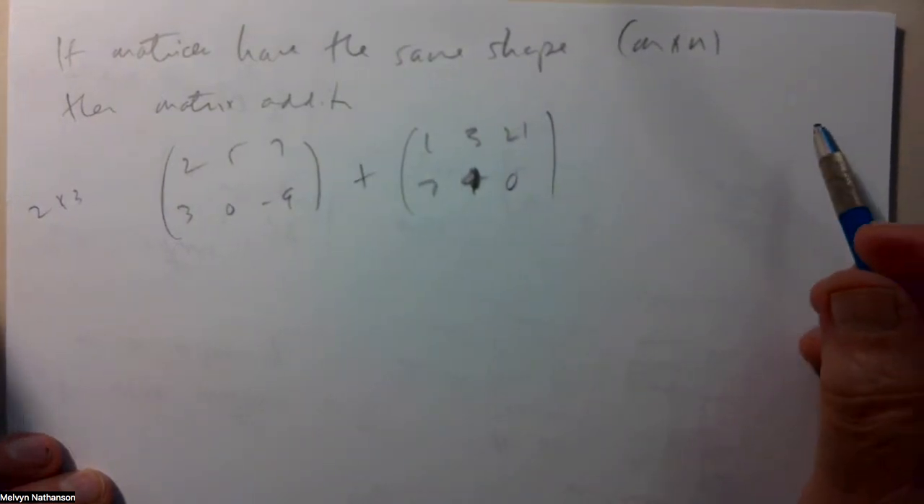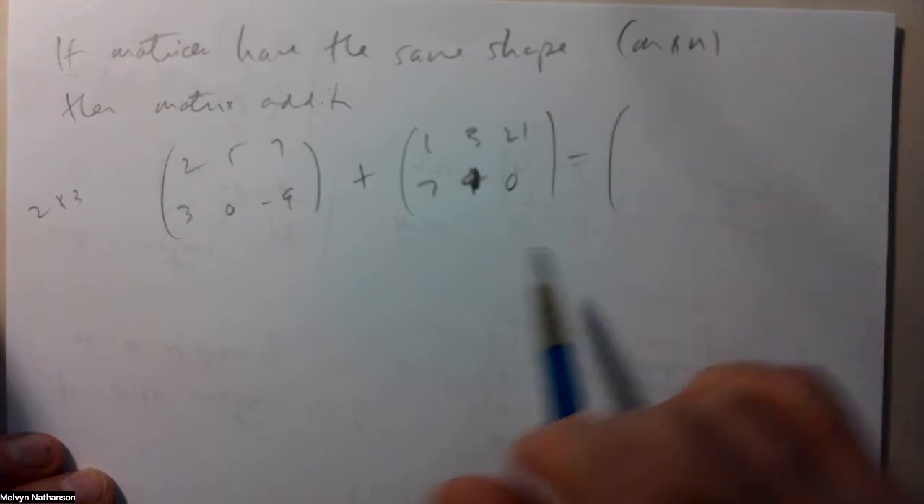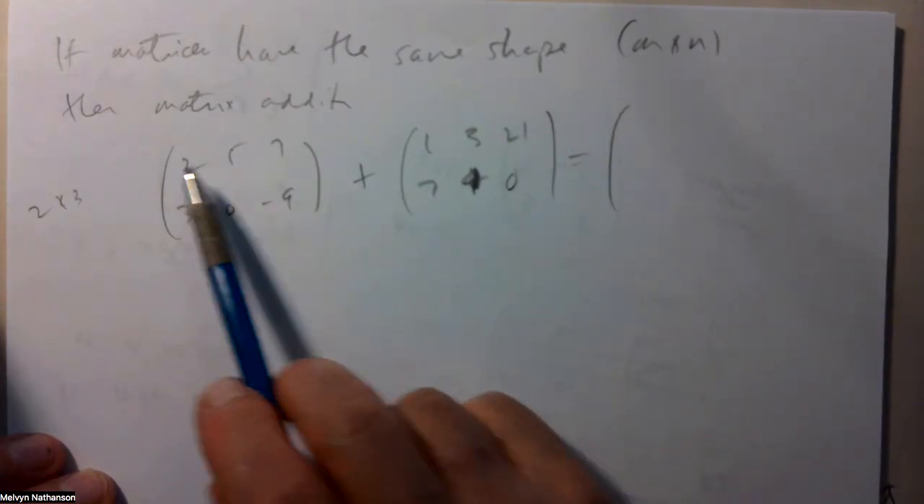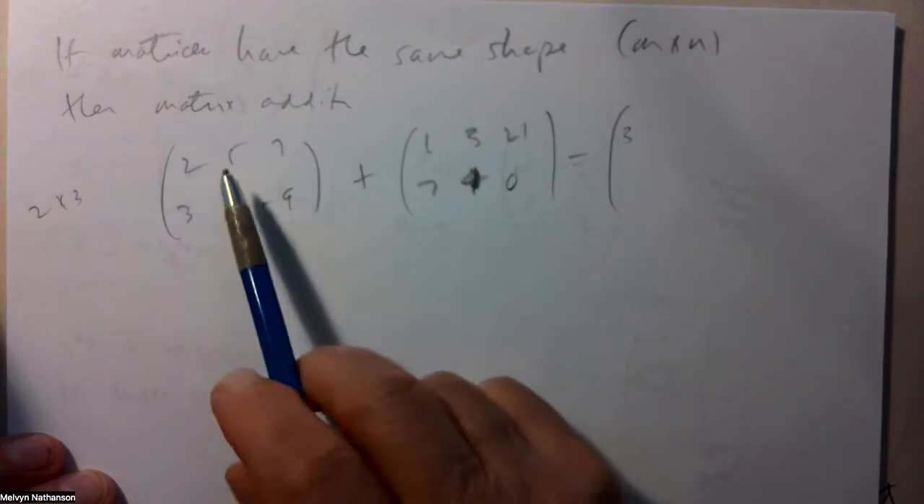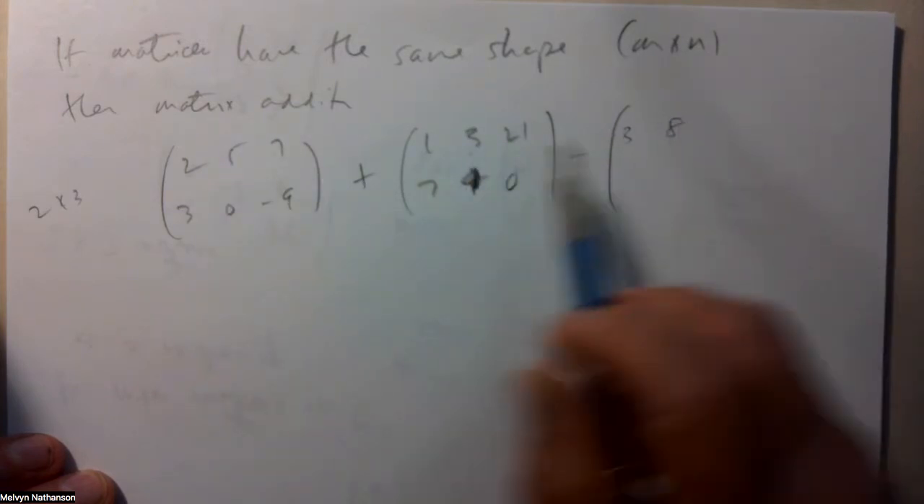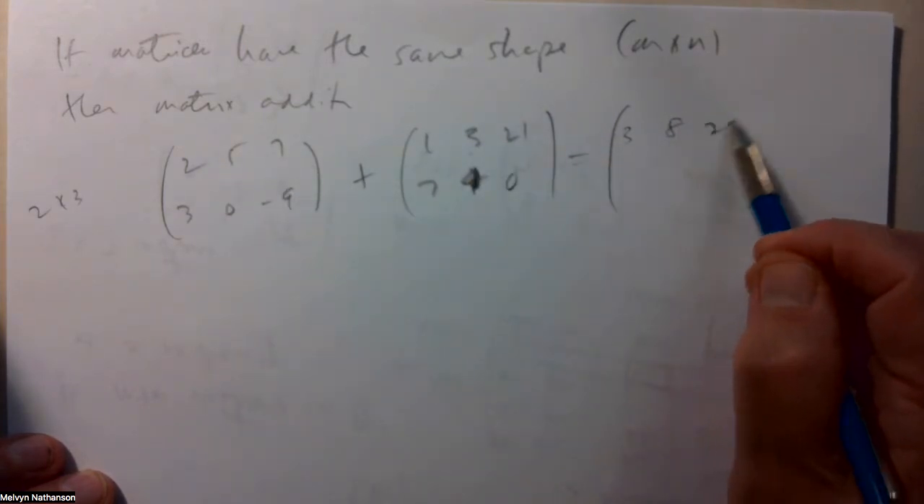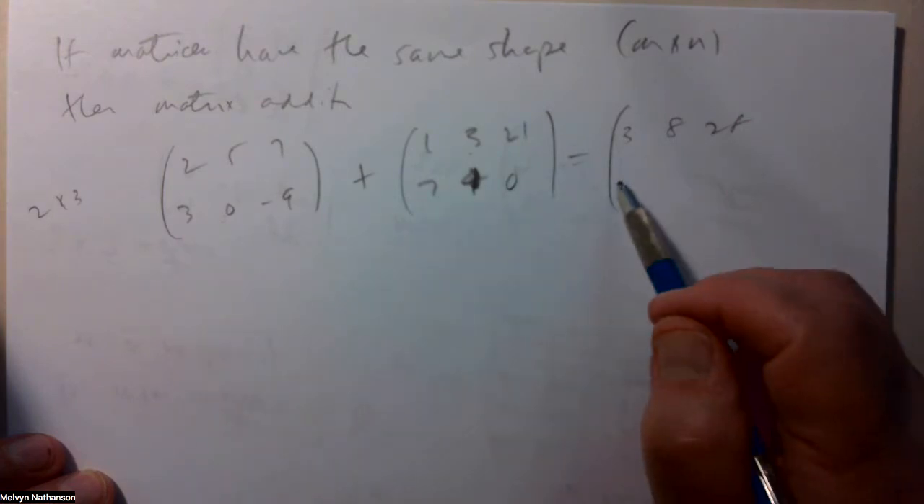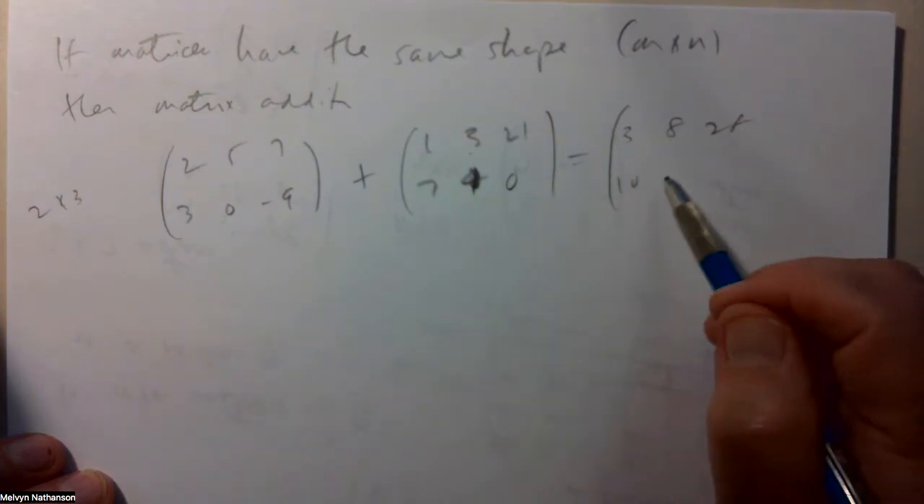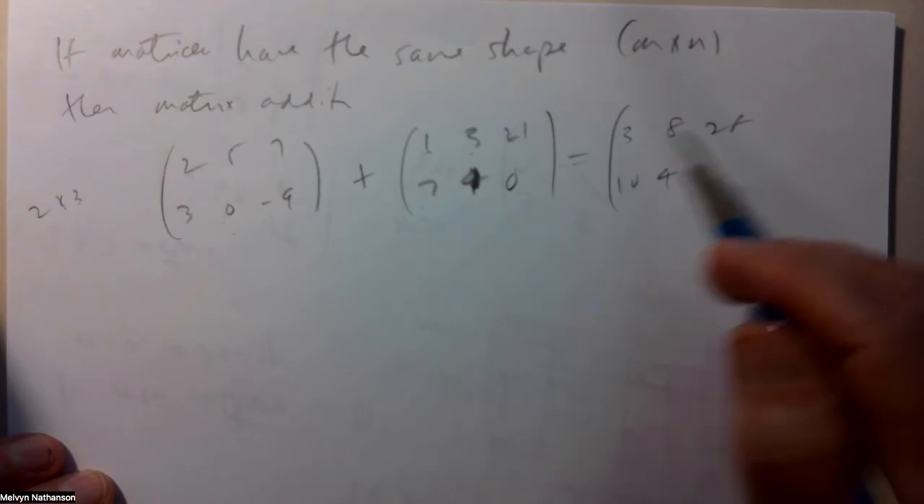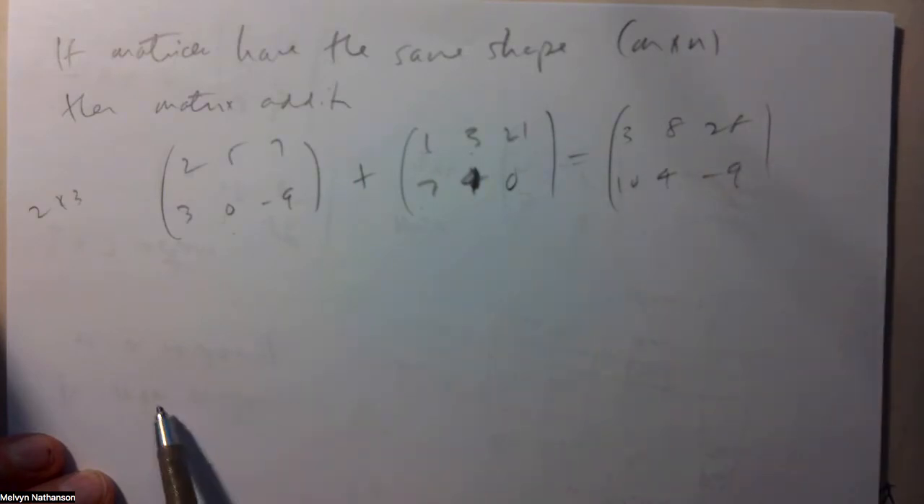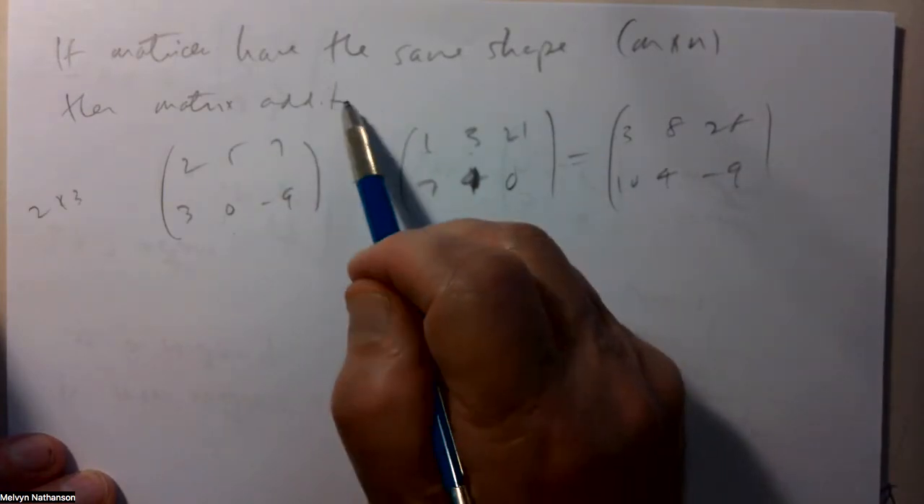You add matrices just the way you add vectors, component-wise. So 2 plus 1 is 3. 5 plus 3 is 8. 7 plus 21 is 28. 3 and 7 is 10. 0 and 4 is 4. Minus 9 and 0 is minus 9. So this is matrix addition.